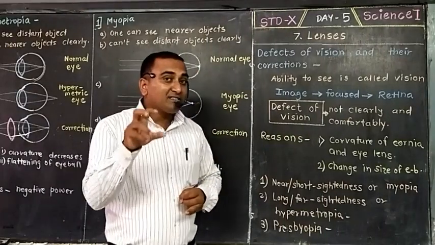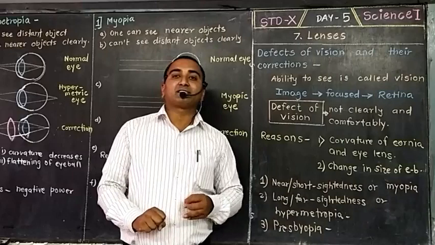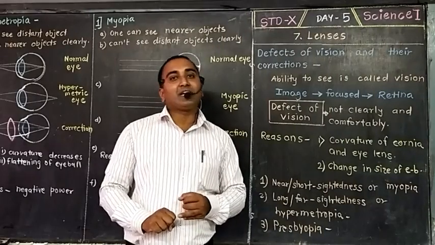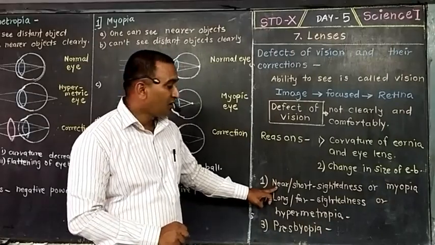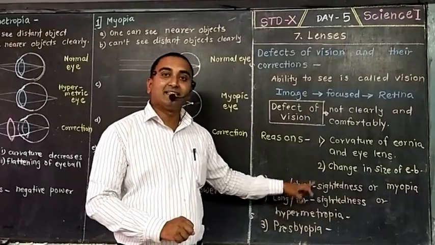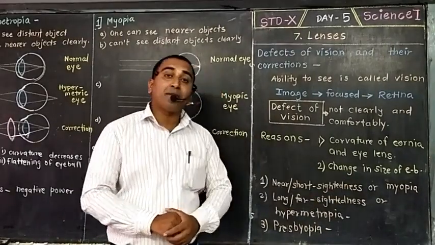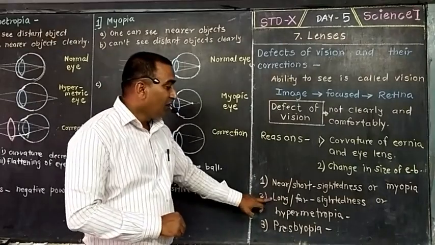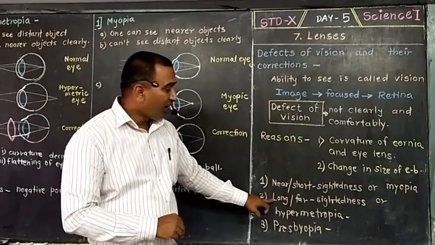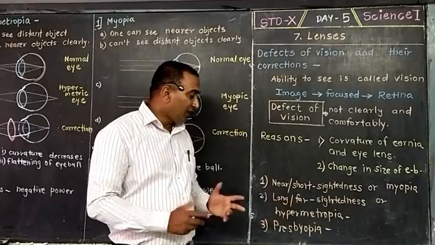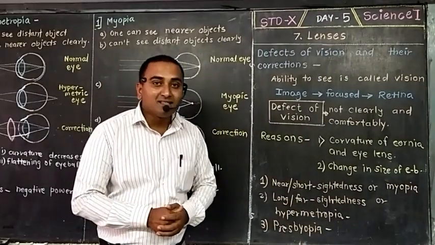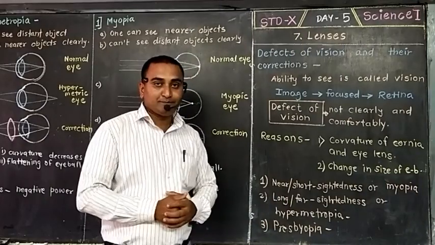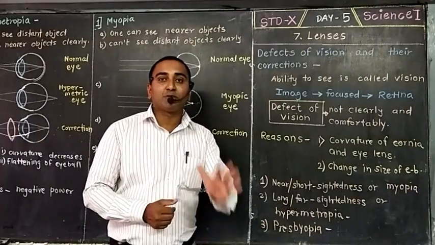According to the nature of the defect, these defects are classified into three categories. Number one, nearsightedness or short-sightedness, also called myopia. Second is long-sightedness or far-sightedness, also called hypermetropia. And the third is presbyopia. Now we are discussing that in detail.